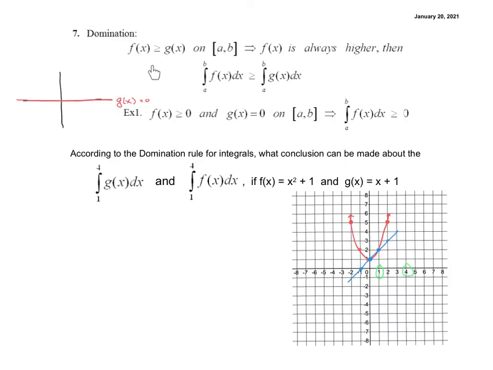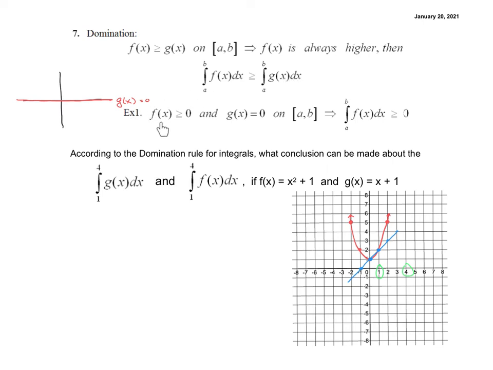All right, this next rule is, I don't know, not my favorite one, but it's kind of an interesting one. It says that if f of x is greater than or equal to g of x on the closed interval from a to b, that would mean that f of x is always higher, of course. It's above it. So the integral from a to b of f of x will have to be greater than or equal to the integral from a to b of g of x.